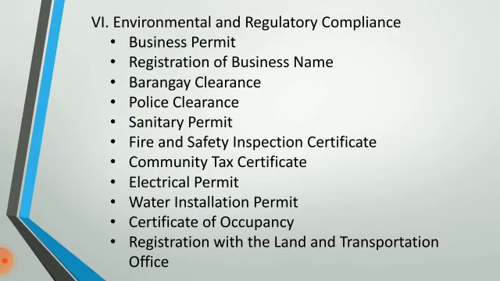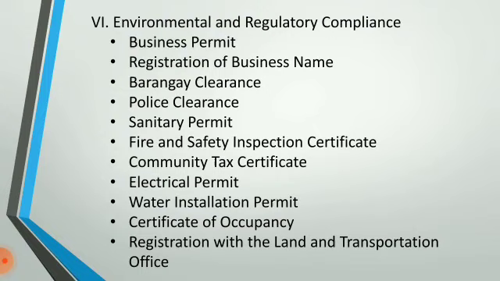Now in the last part, we have here the environmental and regulatory compliance. So before you can operate a business, you must have these following permits and licenses and certificates, like for example, business permit, registration of the business name, barangay clearance, police clearance, sanitary permit, most especially if the nature of your business is about food, then it's very crucial to have a sanitary permit before you can operate your business. Fire and safety inspection certificate, most especially if you have a building, then it must be checked.